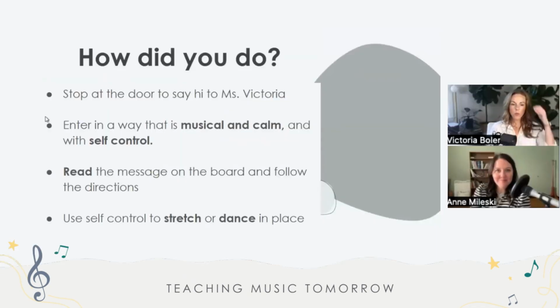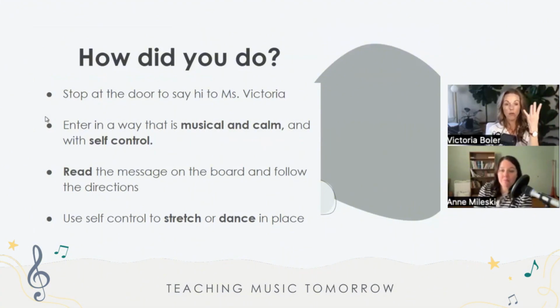Yeah. So I'll show you this. Great. So they walk in and it's whatever routine, we just jump straight in. And then I go through my expectations, this is what it needs to look like. And then how did you do? So if you did all 4, then you would hold up a 4. And if you did 3 of those, but you didn't enter in a way that was musical and calm and you didn't enter with self-control, then it's a 3. And so then we would try it again and we do it again. And the first time we did it 3 times in a row.